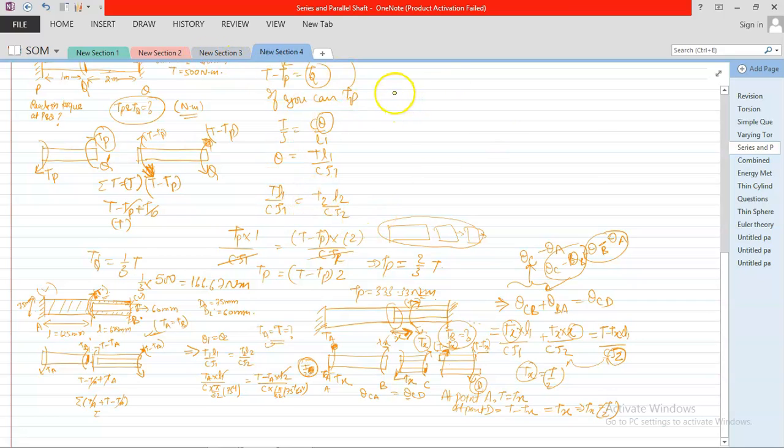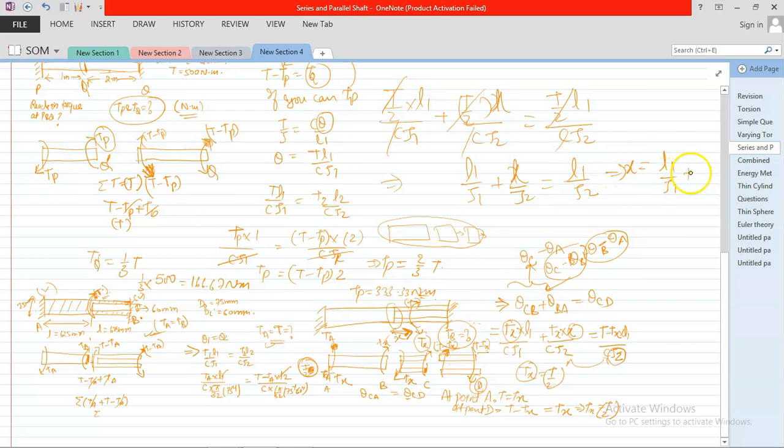So I hope everything is given. T0 value is also not given. So I am going to write it in the upward here. So Tx is T by 2 into L1 upon CJ1 plus T by 2 into x upon CJ2 is equal to T by 2 L1 upon CJ2. So T by 2, how many of you are getting this? If any problem, then please ask me, because this is one of the good questions, and here I am ending the series and parallel connections.